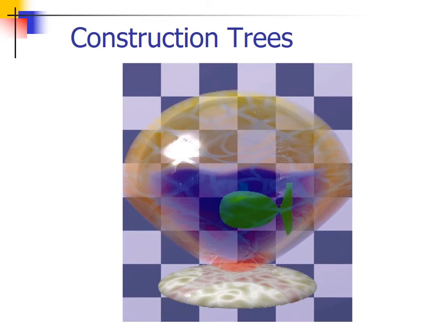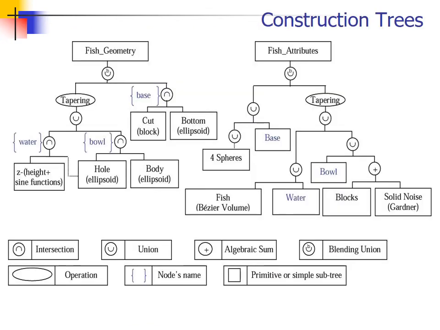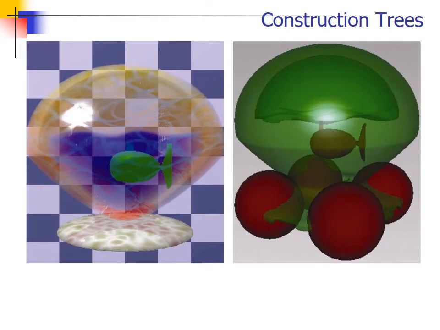Now let's consider the construction trees of the constructive solid texturing on this 3D model of an aquarium with fish. Here you can see two construction trees of the previous 3D model. The first one is the construction tree of the geometry, left image, and the second one is the tree which defines textures. On this slide on the right you can see an inverted 3D model of our aquarium. This inverted model provides insight into the modeling process.